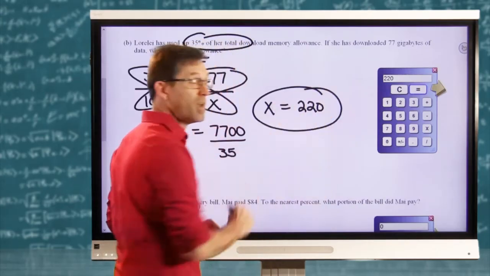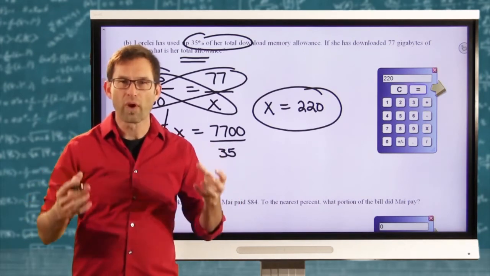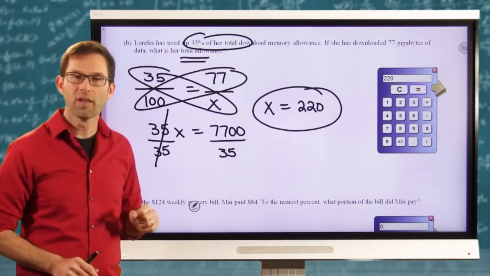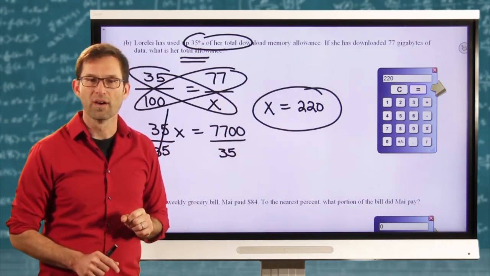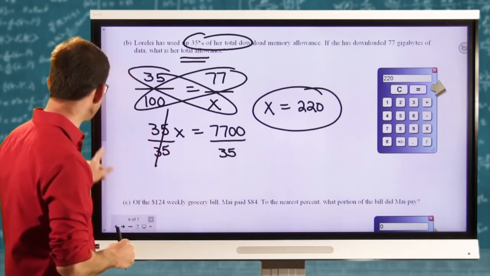All right. And again, going back to those equal ratios, right? Those proportions. 35 out of 100 is the same as 77 out of 220, right? It's that simple. Okay, let's take a look at another.